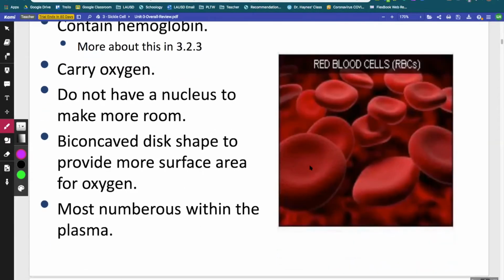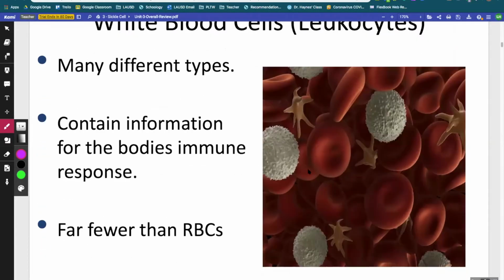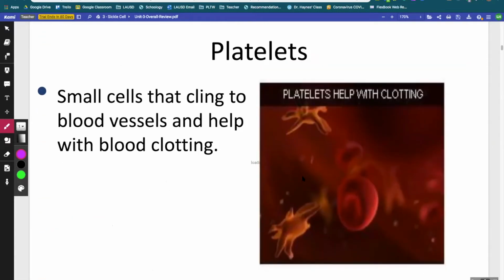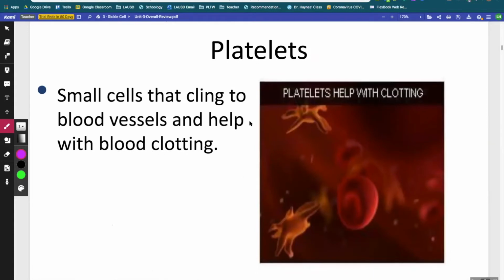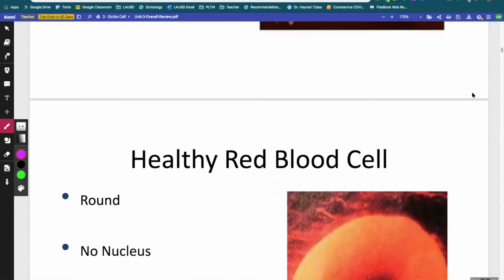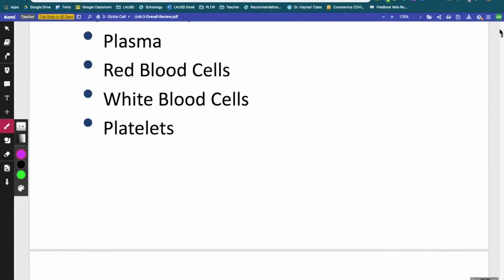And then let's move on to white blood cells. White blood cells are especially important right now as the coronavirus is a world pandemic, and they are responsible for fighting off viruses and bacteria and fungi, any invaders in our body. And then we have platelets, which are small cells that help clean the blood vessels, and they help with clotting. So let's go back up to sickle cell anemia, which is what Anna Garcia has.